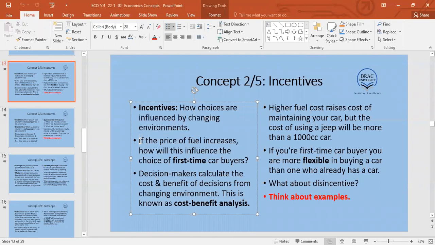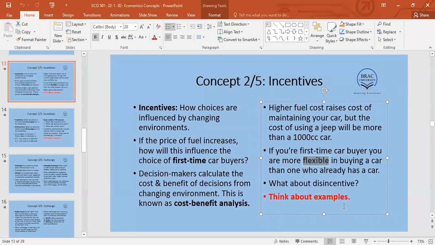This is an example of a text question. If the price of fuel increases, how will this influence the choice of first-time car buyers? This is where the catch is. How flexible are you to a change? If you are more flexible, then you can switch between alternatives very quickly.